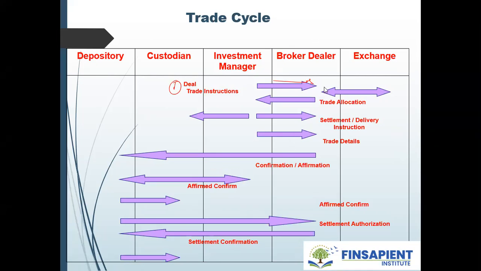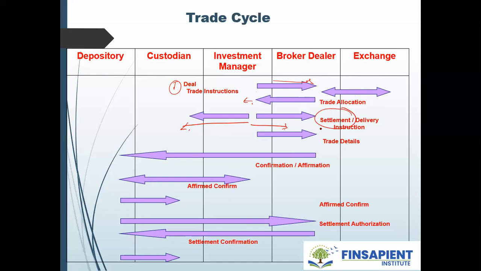So the broker dealer will then be executing the trade with the exchange. Trade allocation is done. Confirm back to the investment manager, as you can see here. And the investment manager then, as the next step, will interact with the custodian or will clarify any doubts or queries on the trade with the broker. And this is where the settlement is also done.